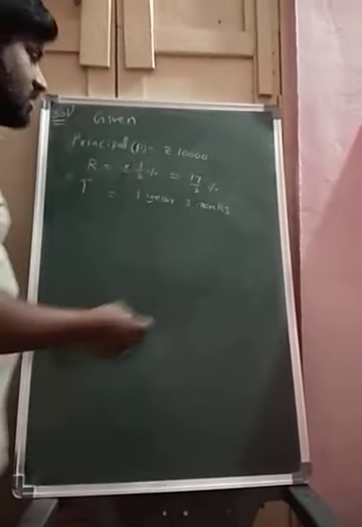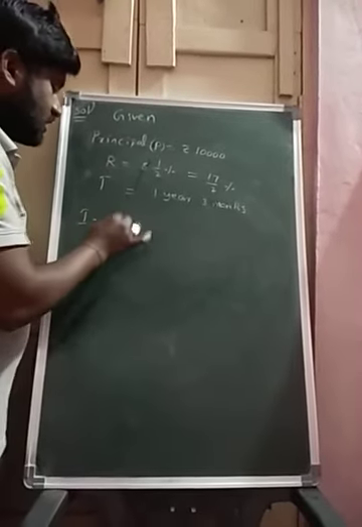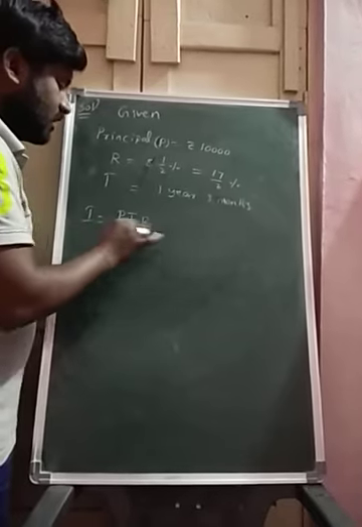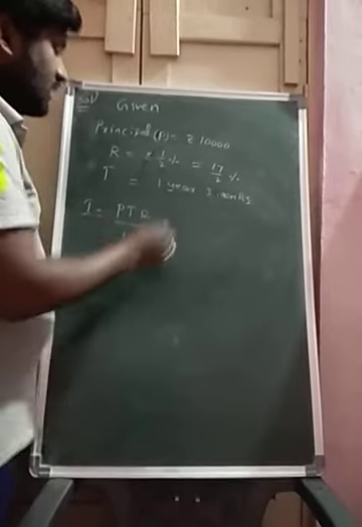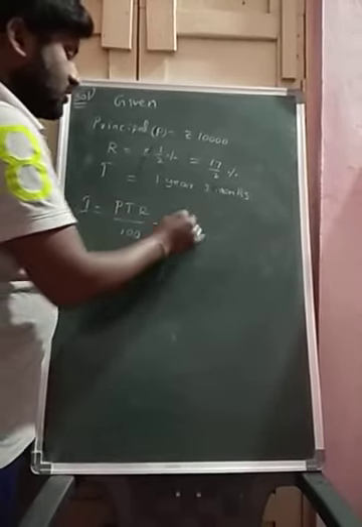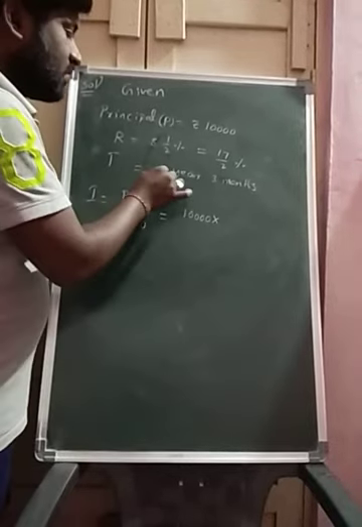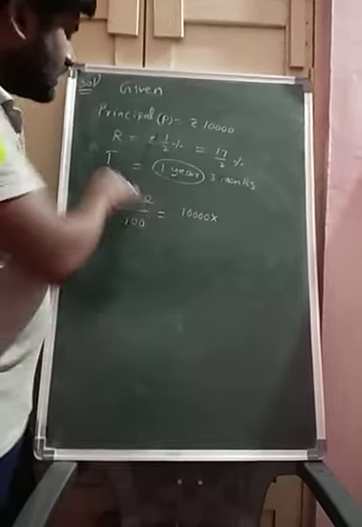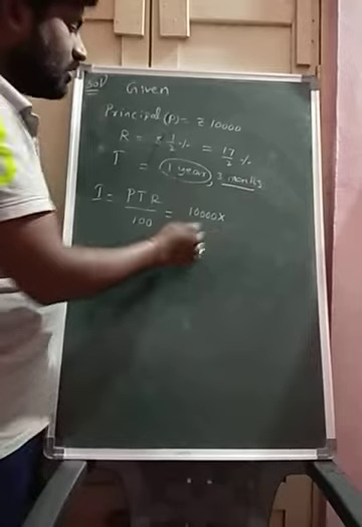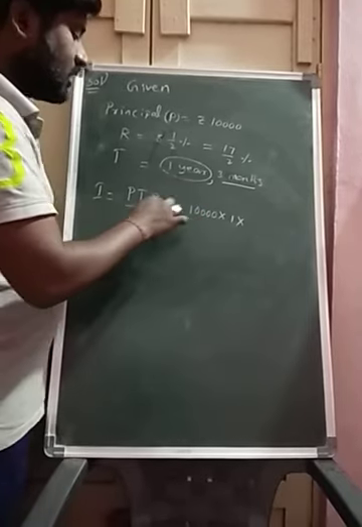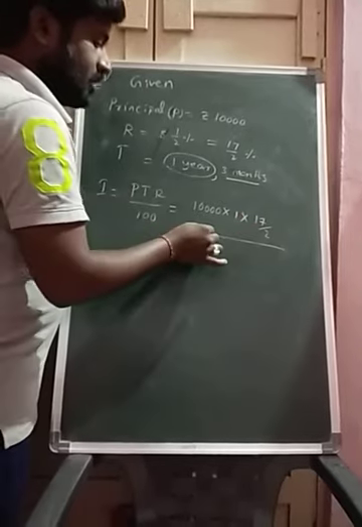Now see, first of all I am going to find the interest. Interest is equal to PTR by 100. Here principal means 10,000, into time. First of all I am taking 1 year. Actually time is given as 1 year 3 months, but first I am taking 1 year. Now time 1 year into rate of interest. R means 17/2, by 100.